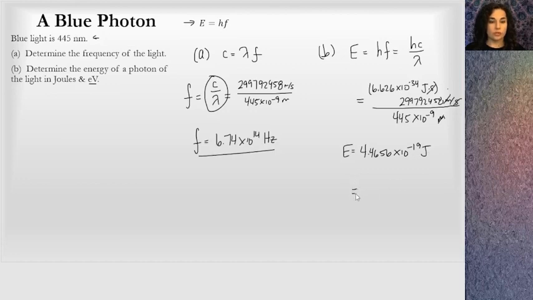If I want to convert this to electron volts, I know that 1 electron volt is 1.6 times 10 to the negative 19th joules. That's the basic charge, right? So I'll divide this by the basic charge, and I get 2.791 eV. That's the energy of blue light with a wavelength of 445 nanometers. Pretty straightforward equation to use.